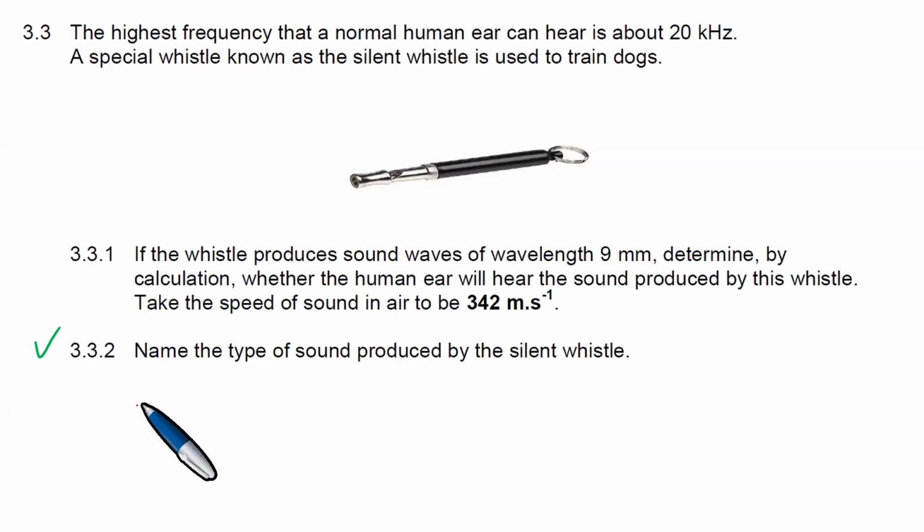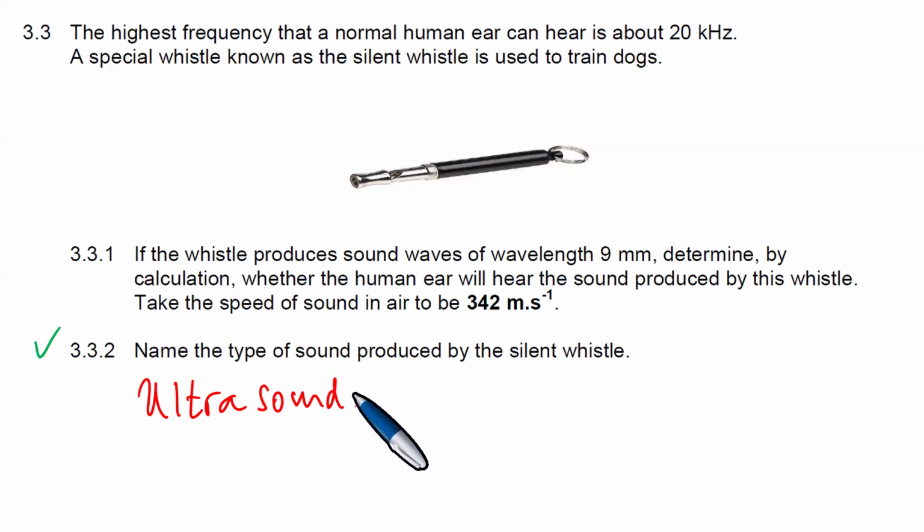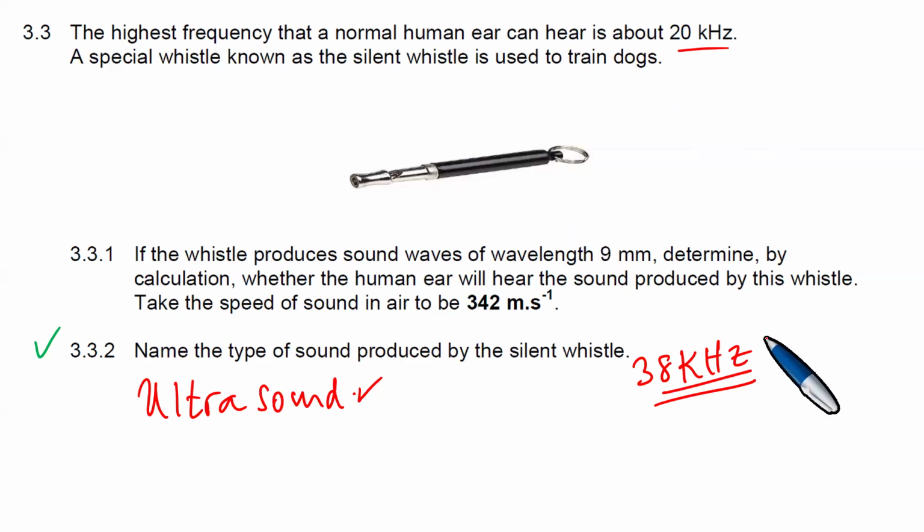It is called ultrasound. Why is it ultrasound? Because it is the kind of sound that humans cannot hear. In this case it is 38 kilohertz, and humans cannot hear this kind of sound. It is certainly bigger than 20 kilohertz, and we call this ultrasound.